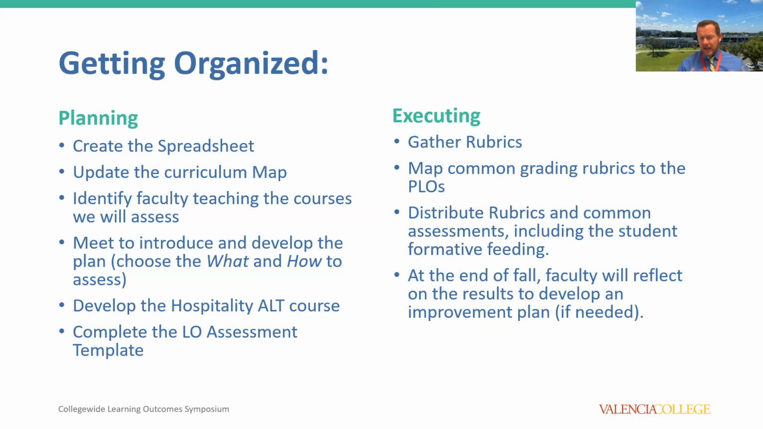So I had to come up with meetings, which once we identified that course, we met and started planning. And I'll show you kind of how we did that. I'm going to show you each of the tools that I used. That led to developing an alt course, which is where I housed all of this information. And then, of course, the last is how do we complete the learning outcome assessment template and get that submitted and approved. We are currently in that assessment cycle now.